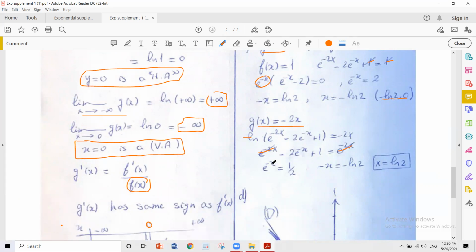Then e to the minus x equals half. I take ln of both sides: ln e to the minus x equals ln half, then minus x equals ln 1 minus ln 2, so minus x equals minus ln 2, and x equals ln 2.